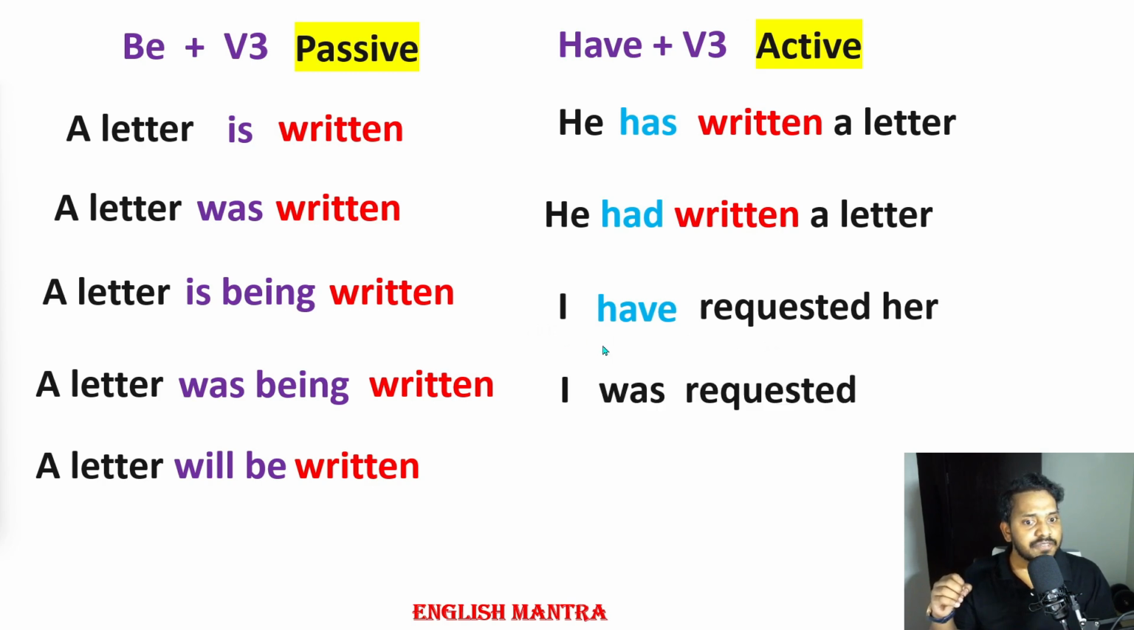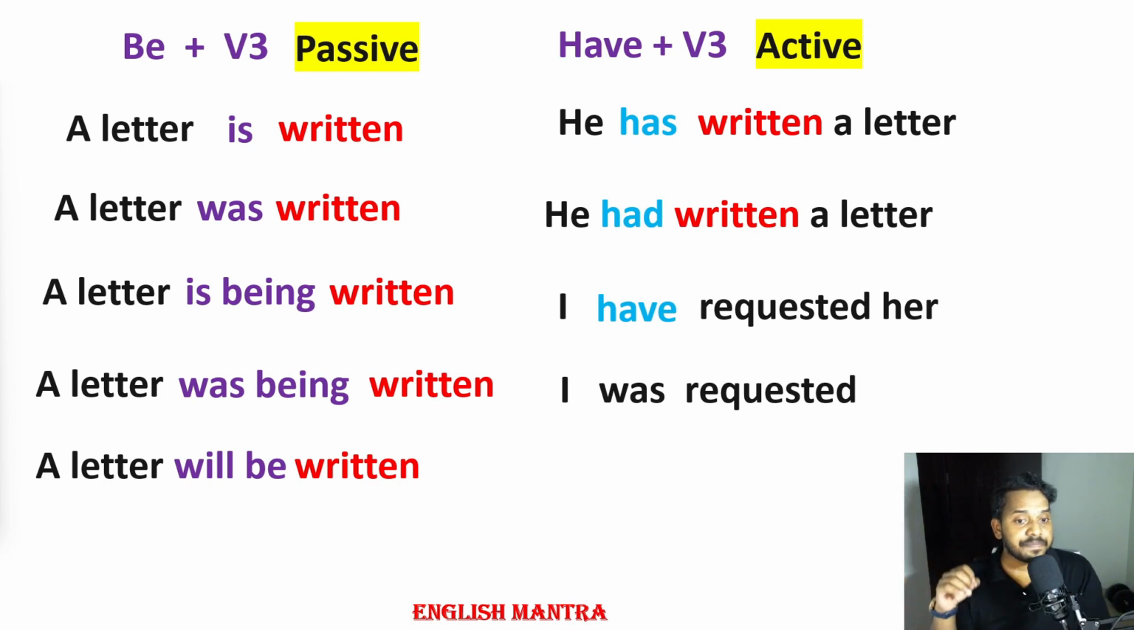Okay, but if I say I was requested, here who requested? Did I request her? No, actually I was requested by someone else. So someone else requested me. I'm the receiver of the action, and since I used be form plus V3, here the subject is the receiver of the action, not the doer of the action. This sentence is in passive voice. I was requested by someone else. Okay, someone else requested me. The passive voice of it would be I was requested, or I have been requested, or I am being requested, like this.